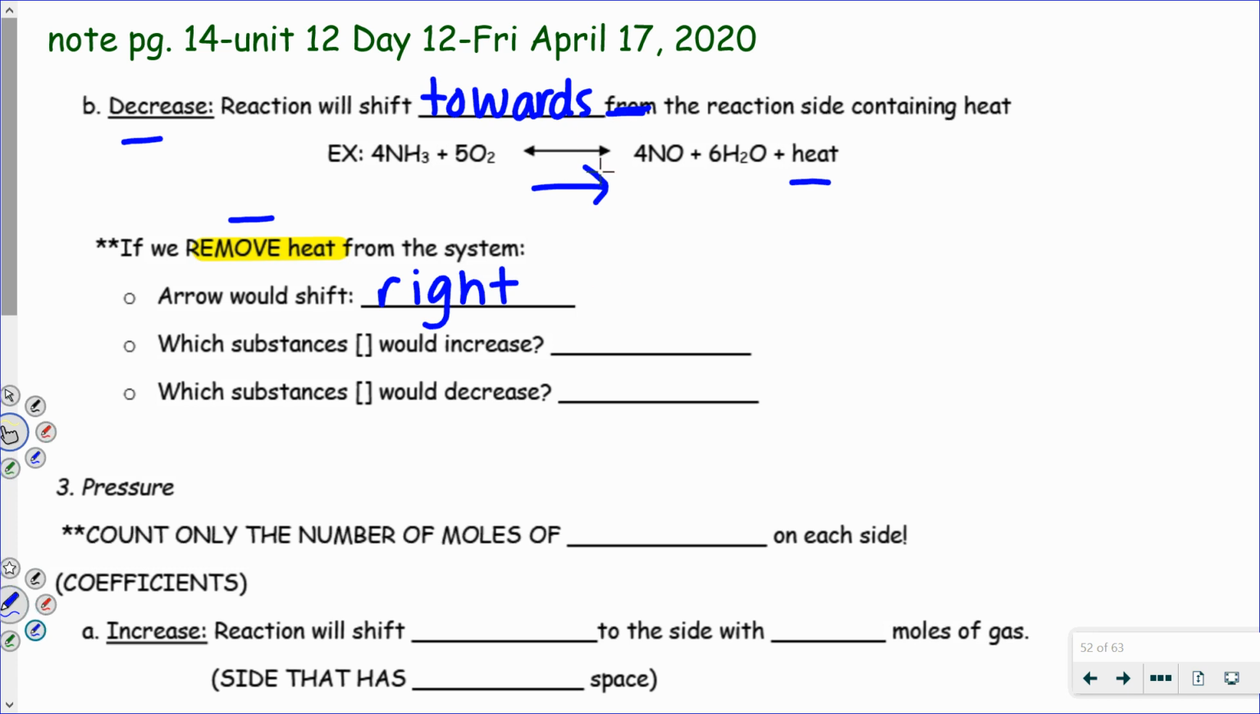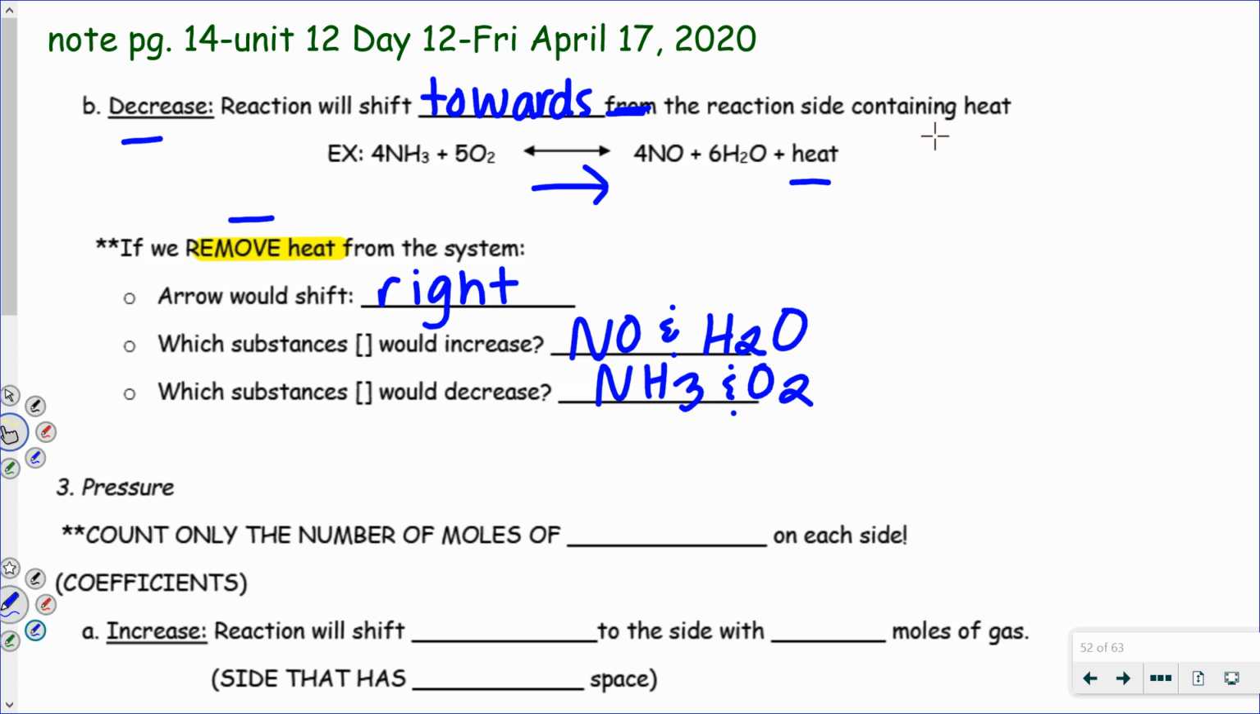Since I now have a right shift, that means I'm using up these substances to generate more of the NO and H2O. So I'm using up NH3 and O2 to produce more NO and H2O. So which substances would increase in concentration? It's whatever your new arrow is pointing at, the NO and the H2O, because we're producing more of that. Now, what's decreasing in concentration would be what the arrow is not pointing at, which is the NH3 and the O2. Those are being used up in order to produce more of the NO and the H2O.